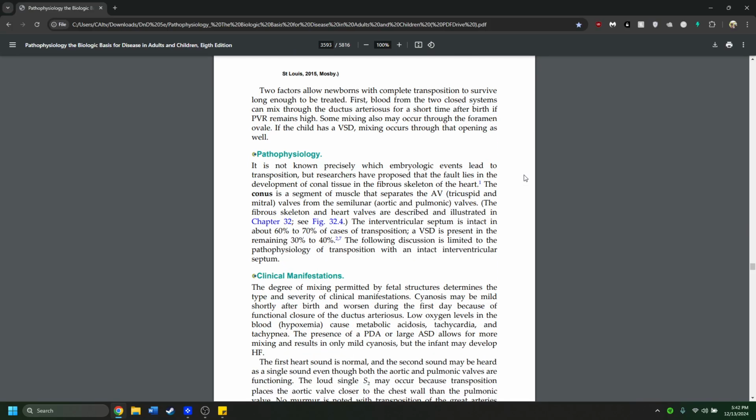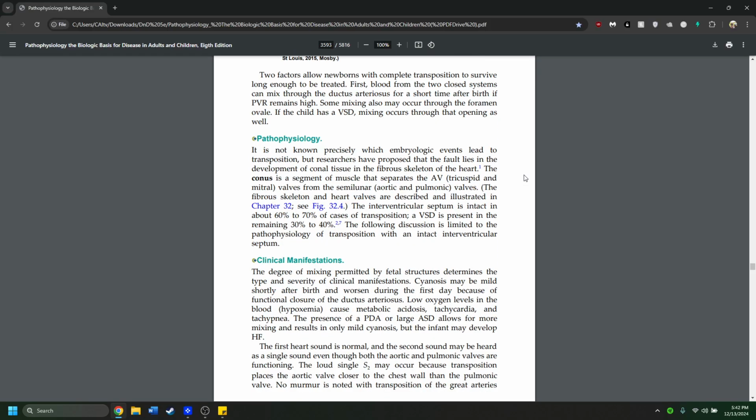Two factors allow newborns with complete transposition to survive long enough to be treated. First, blood from the two closed systems can mix through the ductus arteriosus for a short time after birth if PVR remains high. Some mixing also may occur through the foramen ovale. If the child has a VSD, mixing occurs through that opening as well.